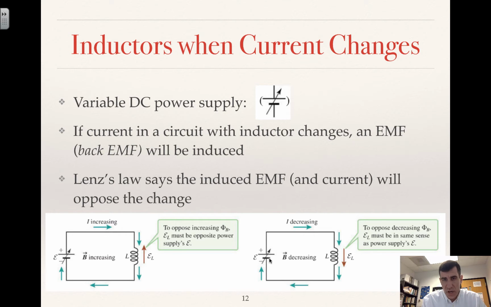Or if you go the other way, now imagine we've got our variable power supply, only now we're turning down the current. So the current is decreasing. Well, if the current is decreasing, then the flux through the inductor must be decreasing. So the induced EMF has to oppose that. So you're going to get an induced EMF in the same direction as the applied EMF in order to try and keep the flux constant.